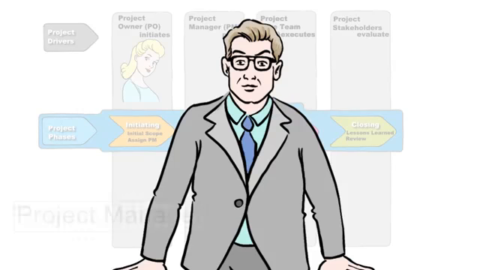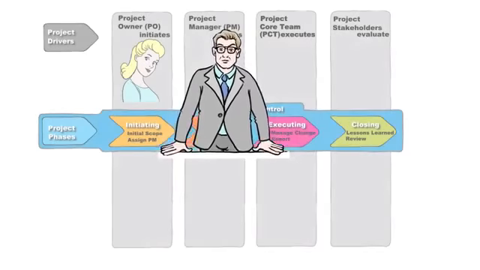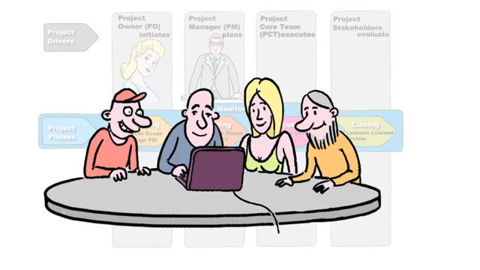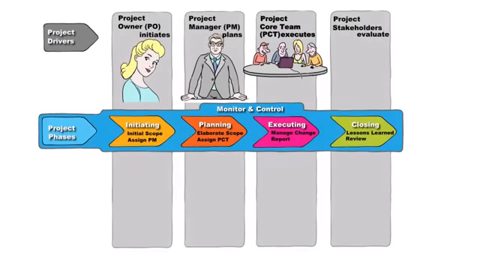At the end of the initiating stage, a project manager is appointed. His main role is driving the planning phase. Execution is delegated to the project core team. A good plan allows for the core team to take full charge. The plan ensures that deliverables are being realized.